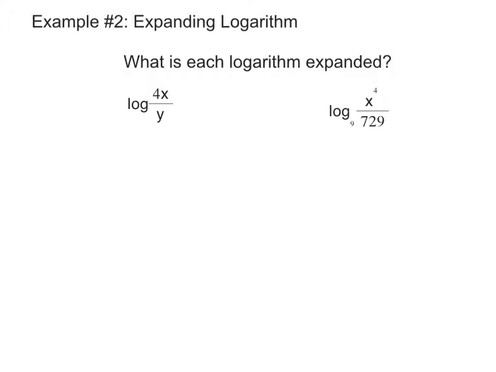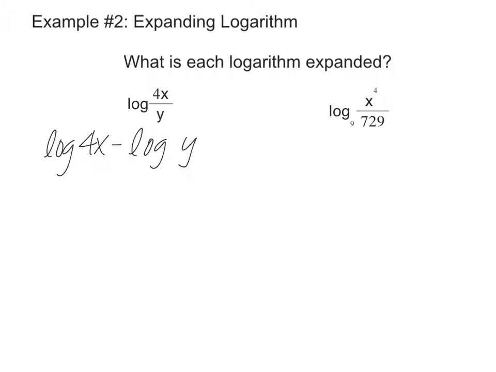The first one we have is log of 4x over y. The first thing I see is division, so I'm going to deal with the division first. We don't see a base, so that must mean it's 10, and remember, when it's 10, we don't have to write it. So this is log 4x minus log y.